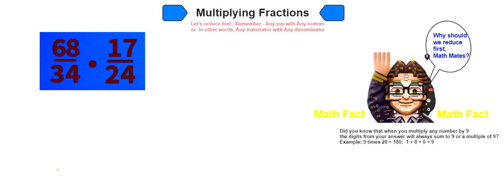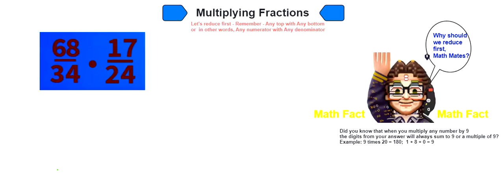Anyways, before we do so, let's take a look at what Emoji Betsy has to say. Why should we reduce first, math mates? What do you guys think? We reduce first because if we make the fractions smaller, they're easier to work with. That's the only reason for it. It's easier to multiply 2/3 times 5/8 than 68 over 34 times 17 over 24. Smaller the numbers, easier to work with.